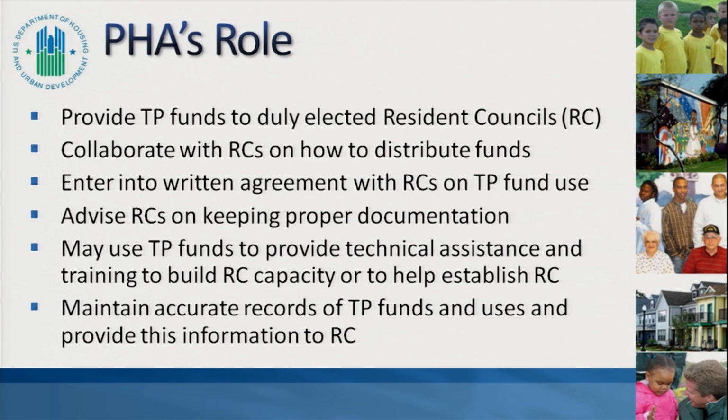HUD, out of its operating budget, funds the Housing Authority, and from the operating funds that the Housing Authority receives, they use that money to fund tenant participation. So that's the first thing. They have to, and they should, collaborate with the resident councils on how to distribute those funds.